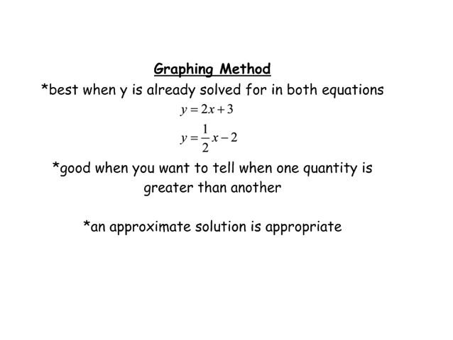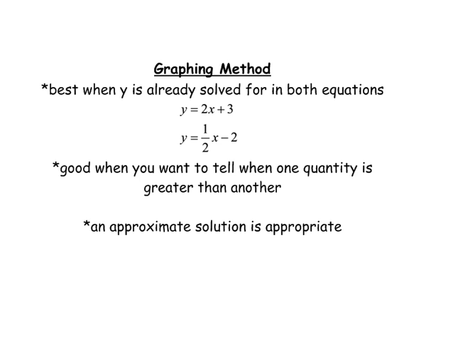The graphing method is best when y is already solved for in both equations. For example, y equals 2x plus 3 and y equals 1/2 x minus 2. If you have graph paper in front of you, that's pretty easy to graph, so that would be a great method. It's also good when you want to tell when one quantity is greater than the other.